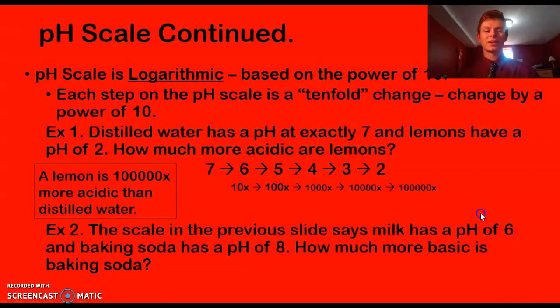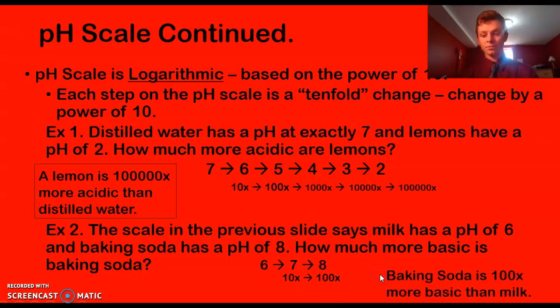Okay, so if you go from 6 to 8, you're trying to find how much more basic baking soda is than milk. So if milk has a pH of 6, slightly acidic, and baking soda has a pH of 8, slightly basic, how much more basic is the baking soda than the milk? You'll see that in writing it out, you go 10 times, going from 6 to 7, and then from 7 to 8, 100 times. So baking soda is 100 times more basic than milk.